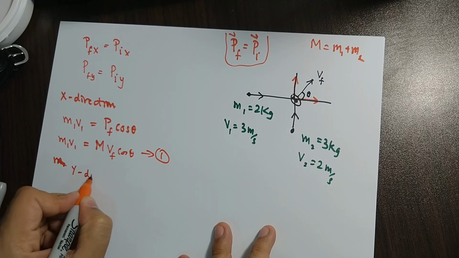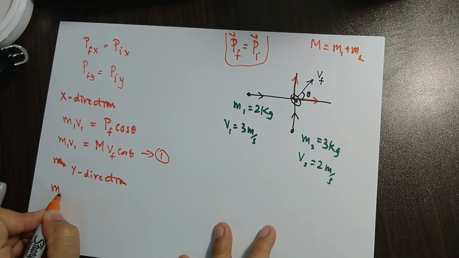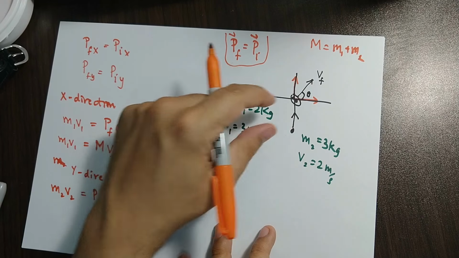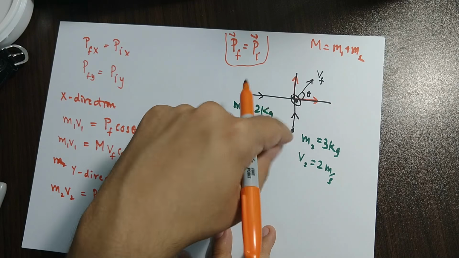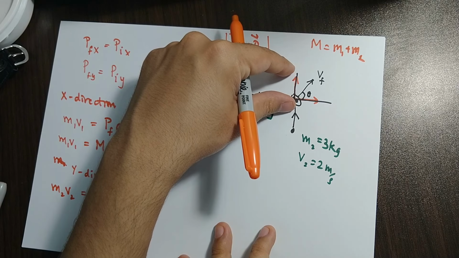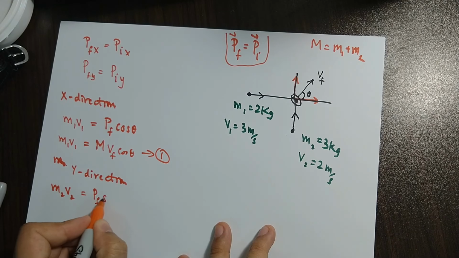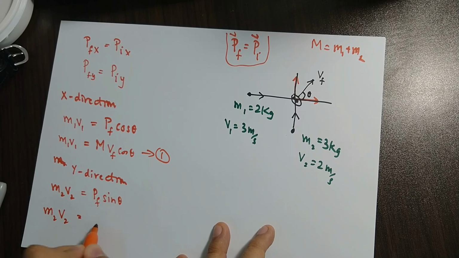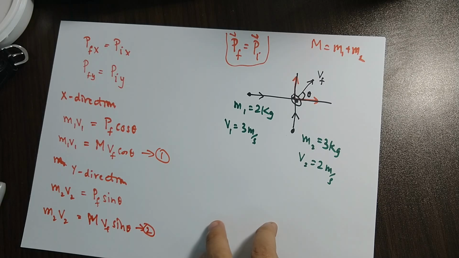And in the y direction, we get m2 v2 equals P. For the y direction, this momentum is the initial momentum, and this is going to be equal to the y component of the final momentum, so that's P final sine theta. Which is equivalent to m2 v2 equals capital M vf sine theta. So that's our equation 2. Now we have to solve these two equations.